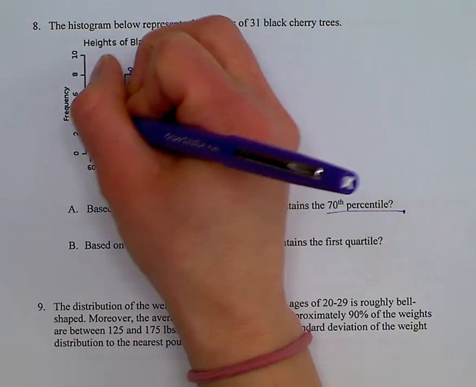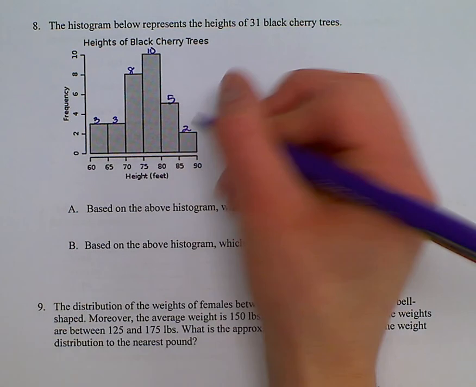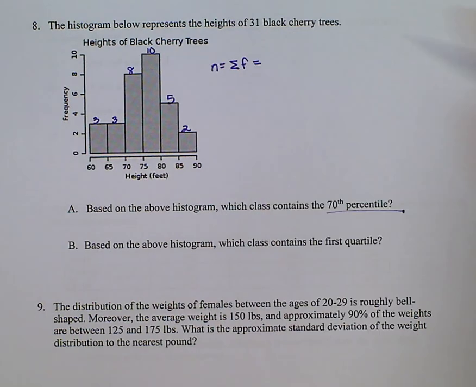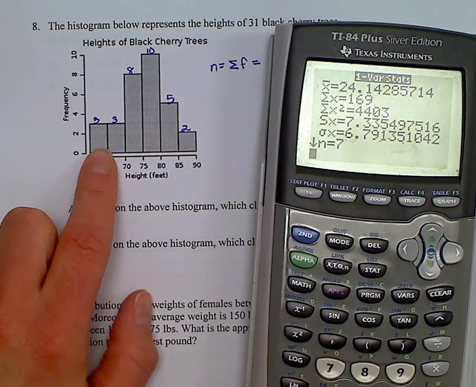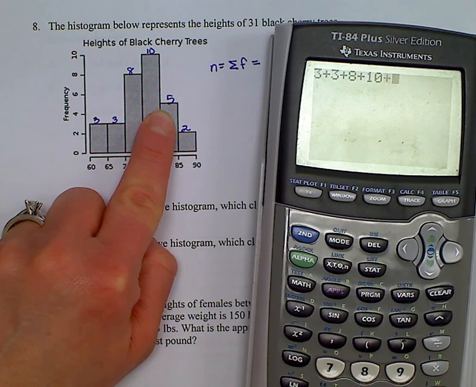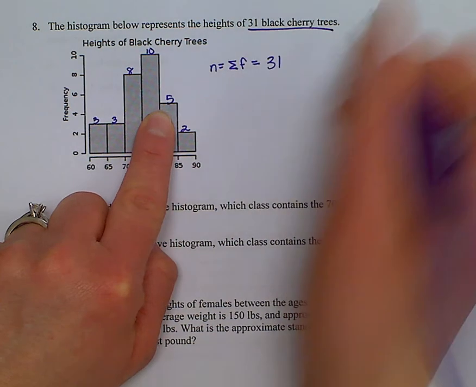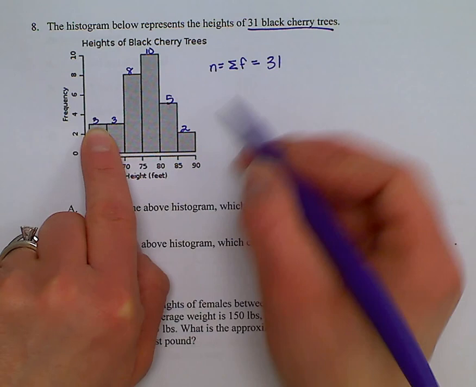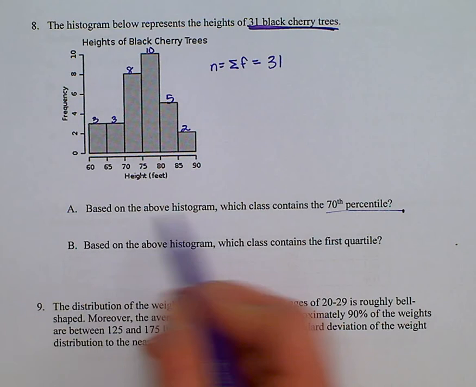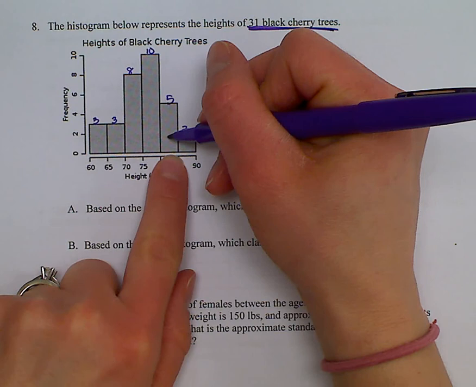Because what we're going to have to end up doing here is take our cumulative frequencies to find the percentiles. So 3 plus 3 plus 8 plus 10 plus 5 plus 2, we get that our total frequency is 31. Just confirming that I have the appropriate heights because I know that I have 31 black cherry trees. Now percentile, let's guess. I'm thinking the 70th percentile is somewhere in class 5 or 4.